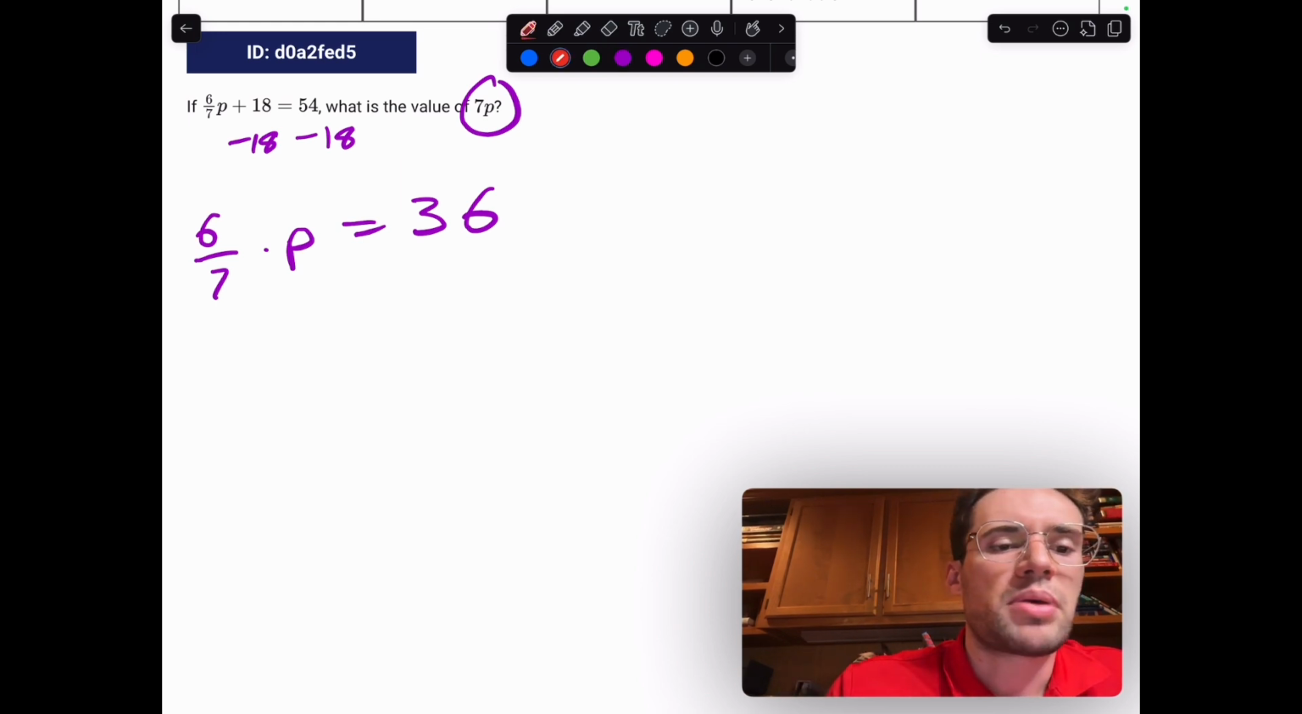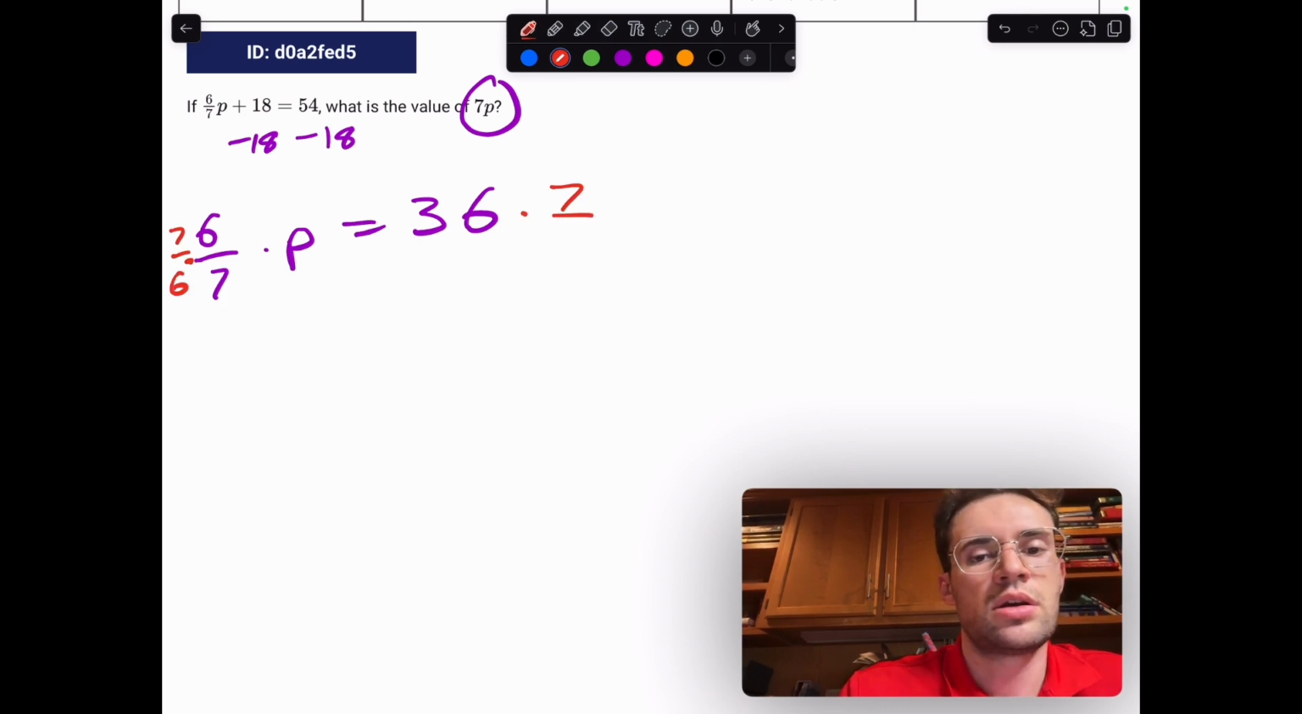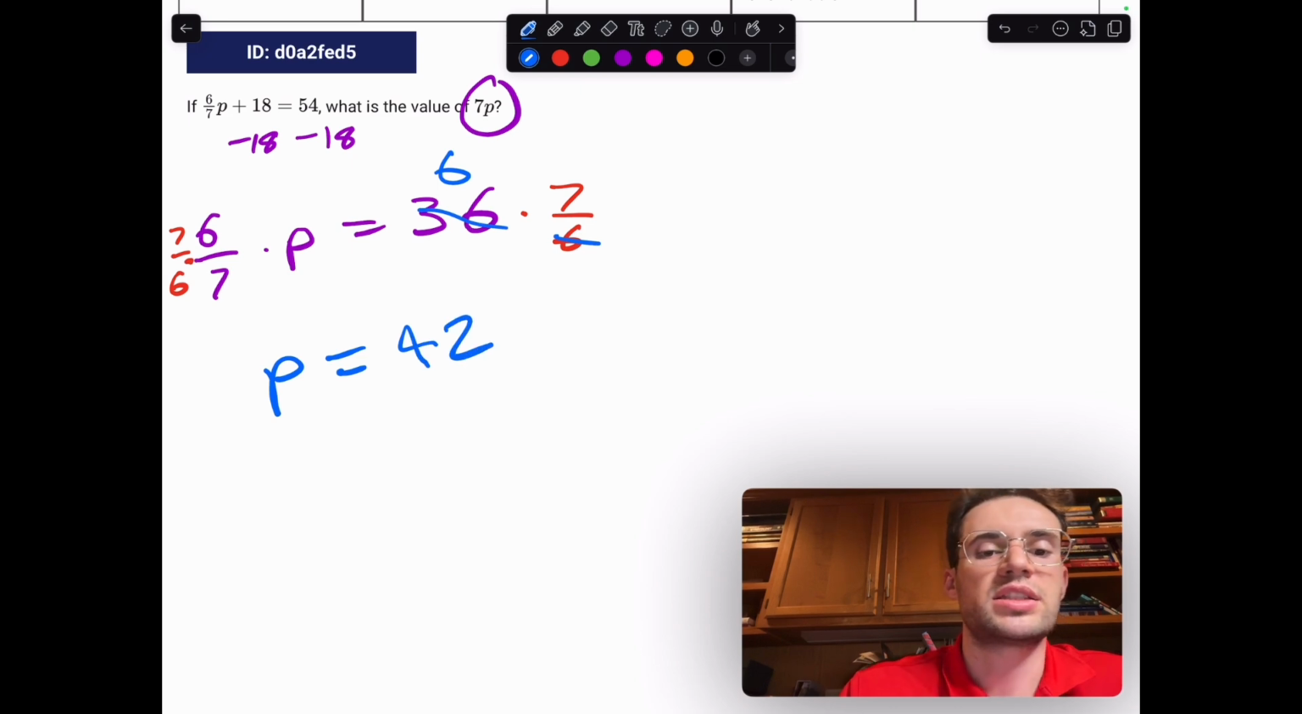All right, now to get the p alone, we can just multiply both sides by 7 over 6. Right, that's the reciprocal of 6/7. So you can think of it as the 7 divided by 7 is 1, the 6 divided by 6 is 1. Leaves us just with p is equal to 36 times 7/6. Well, 36 divided by 6 is 6, so 6 times 7 is 42. All right, we have p is equal to 42.